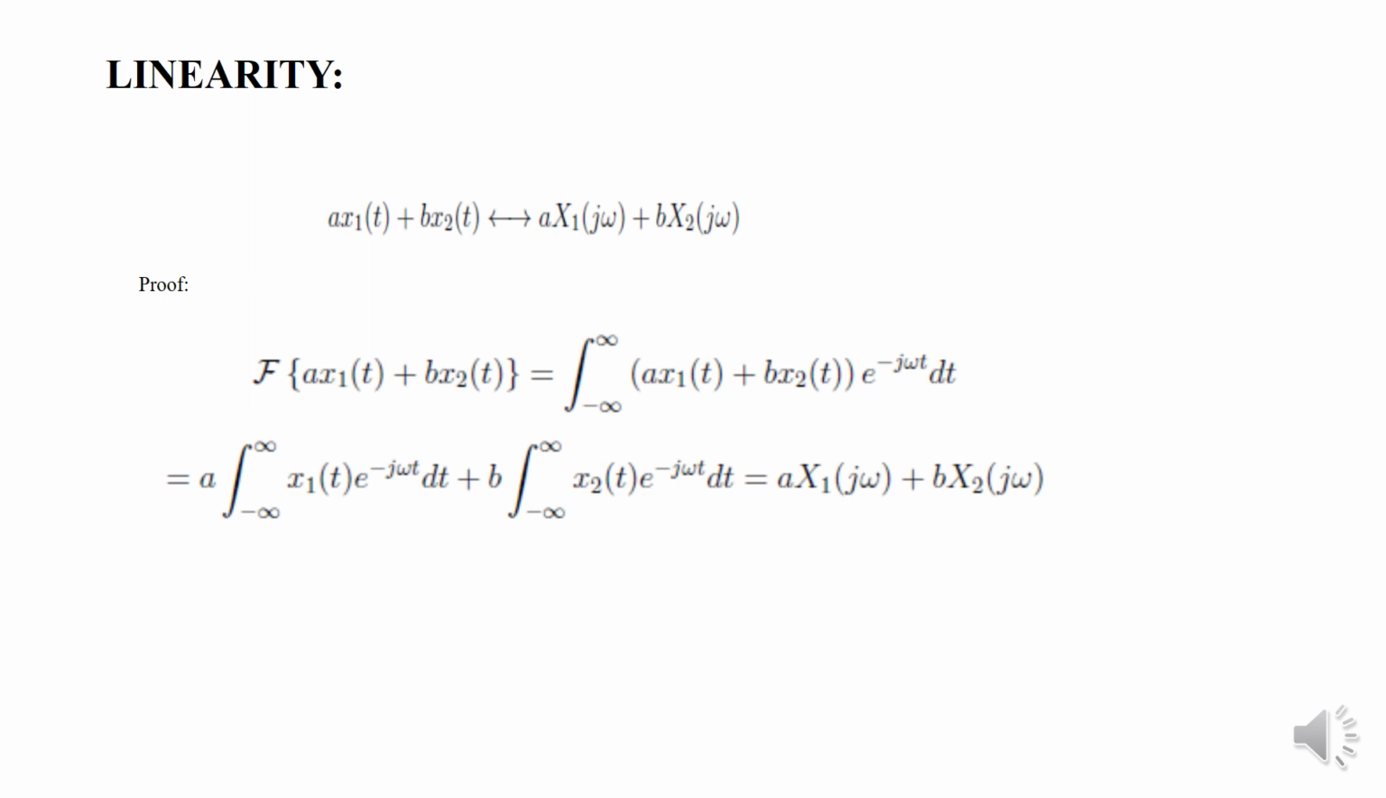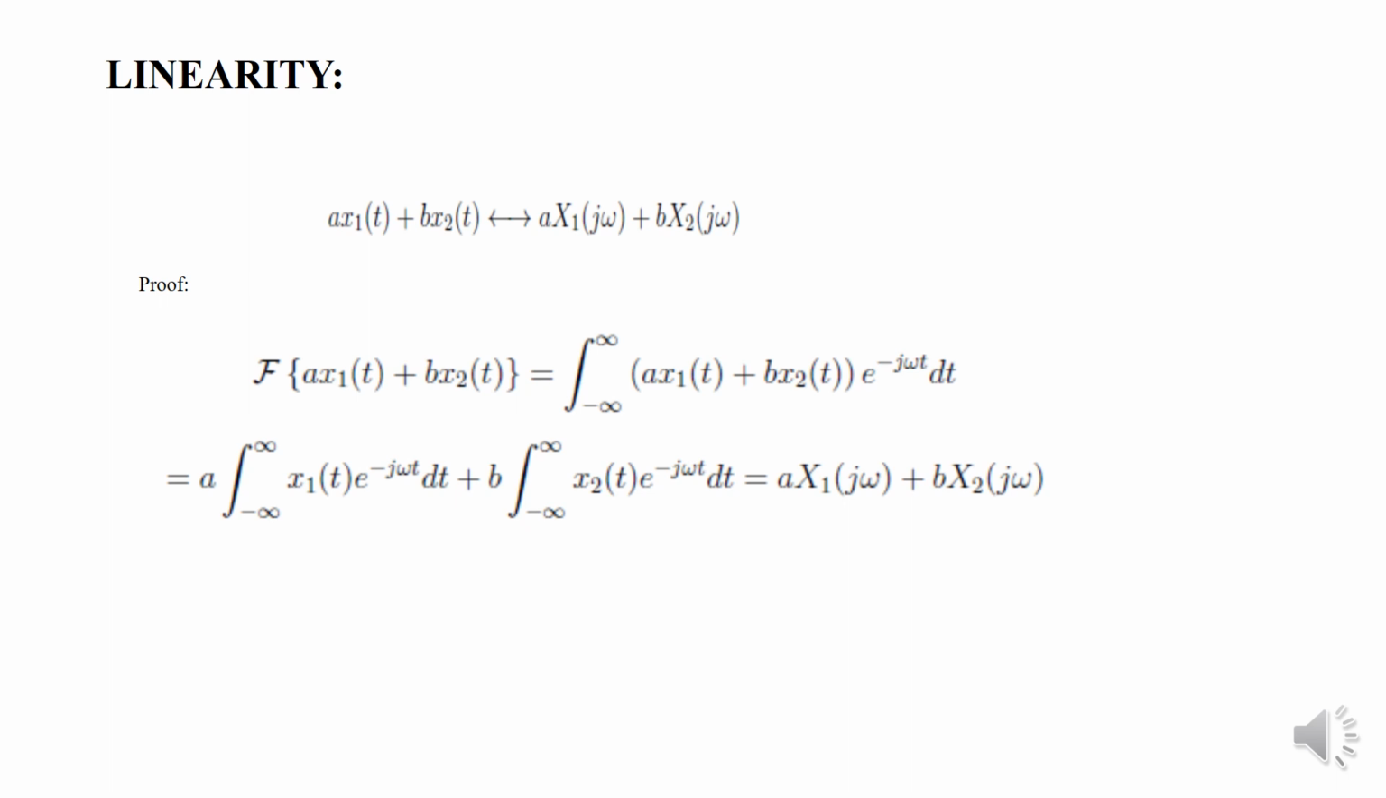It states that a into x1 of t plus b into x2 of t equals a into X1 of j omega plus b into X2 of j omega. Proof. Now we know that the Fourier transform of this quantity equals the integral from minus infinity to infinity of x of t into e power minus j omega t into dt.